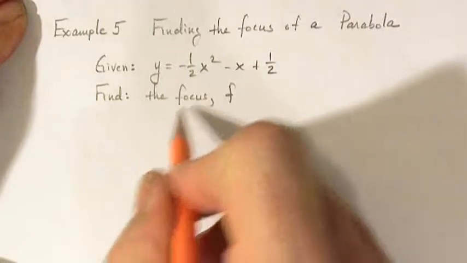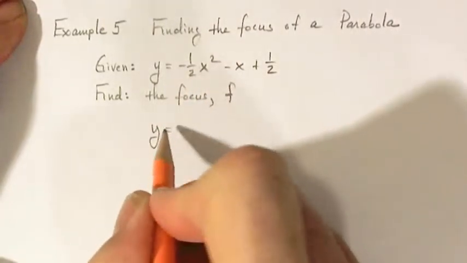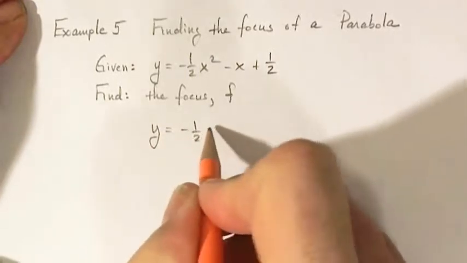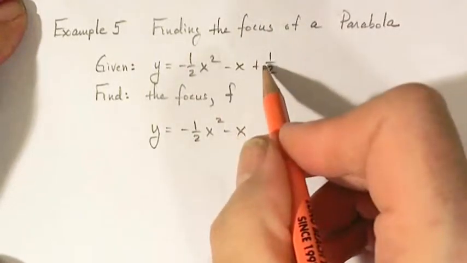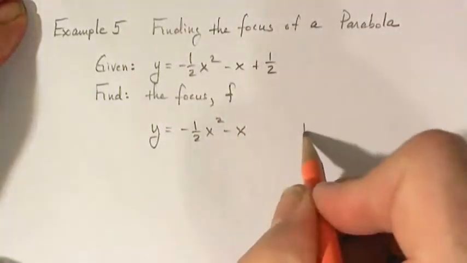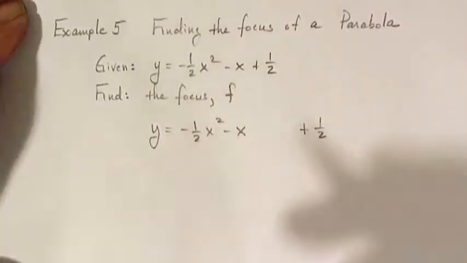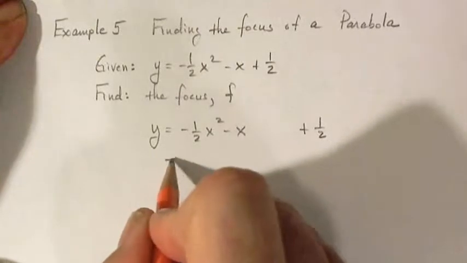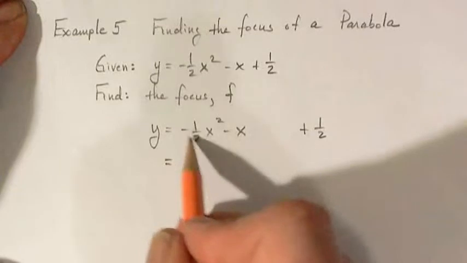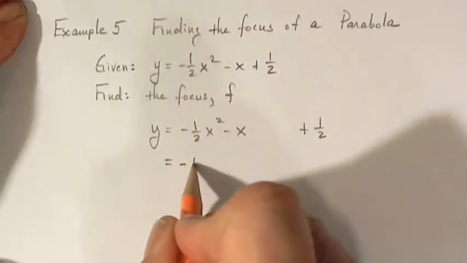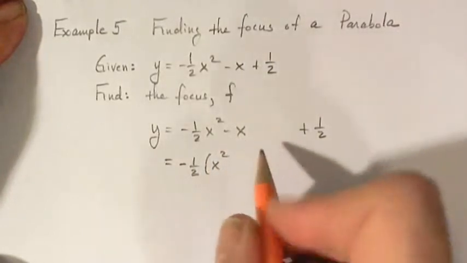So we're going to start by trying to complete the square with this. So y equals negative 1/2 x squared minus x. And this 1/2 right here, I'm just going to put it off to the side like that because this is the part that I want to complete the square with. So this is equal to, you can't complete the square when you have a coefficient here. So I'm going to factor out a negative 1/2 and x squared.